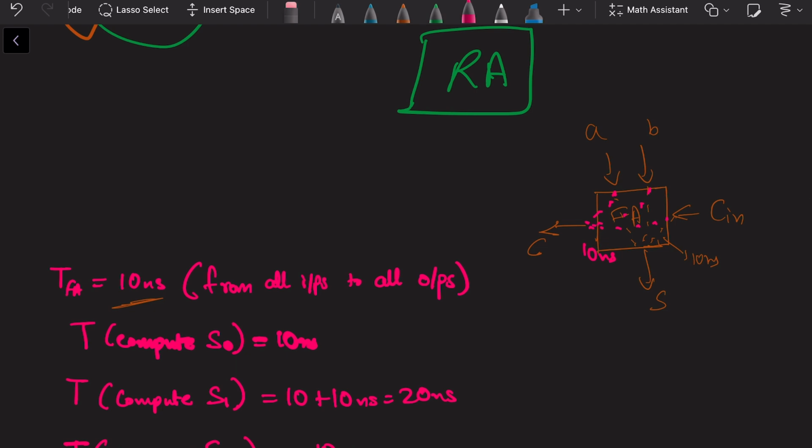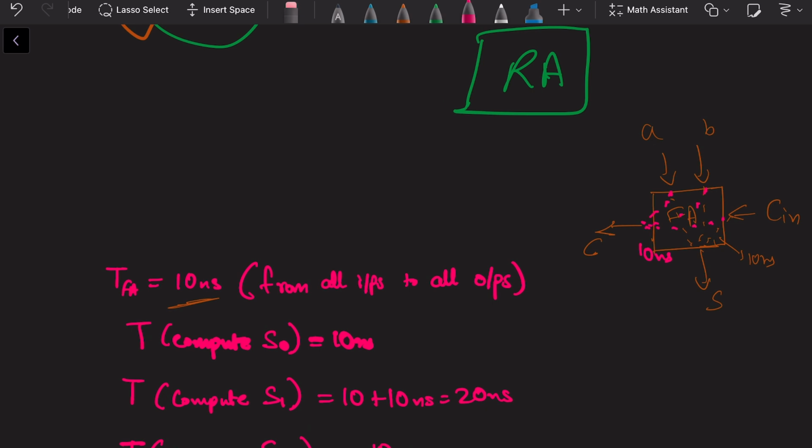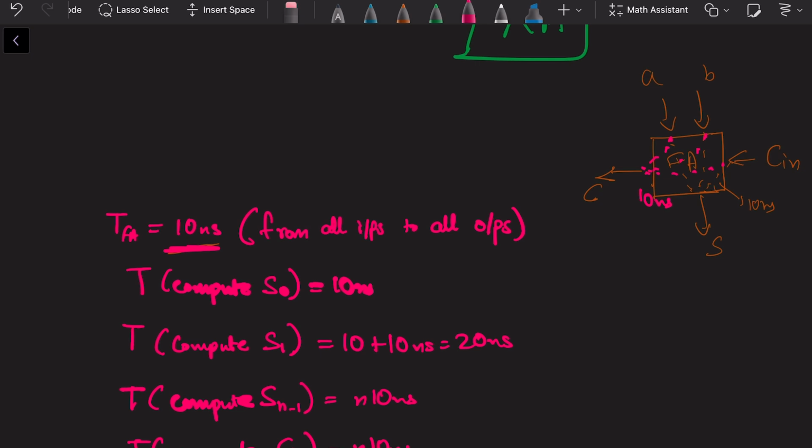Now, there's some nuance to this. I'm not going to get into that because it would just make the lecture a bit more complicated. So let's assume that the delay from all the inputs to each of the outputs is 10 nanoseconds. That's what we mean over here. We'll get into the nitty-gritties of this statement a little later in the series, but let's just stick with this for now.